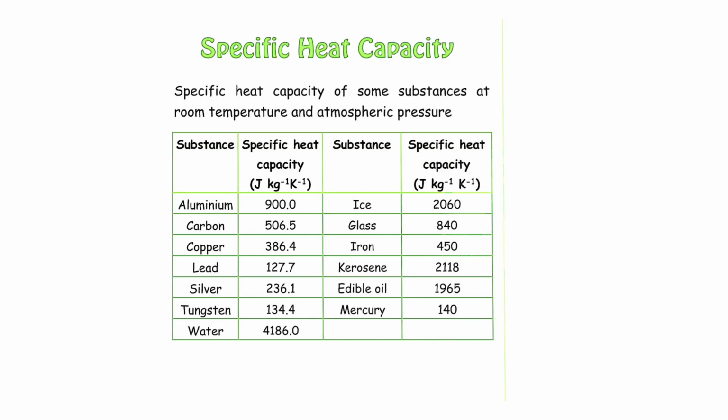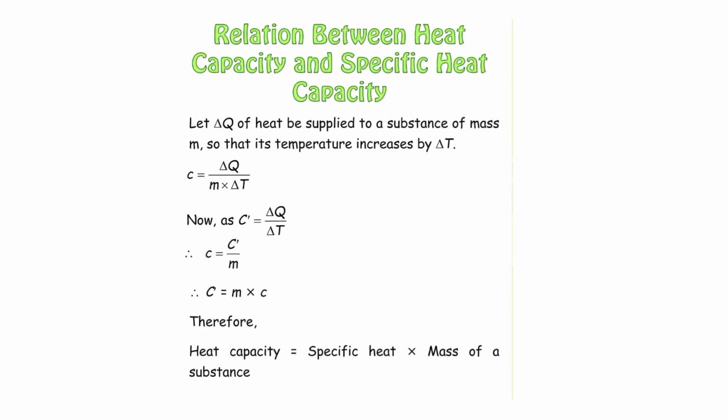You observe here that water has the highest specific heat capacity, with a value of 4186 joule per kg per Kelvin, and the lowest value is mercury, at 140 joule per kg per Kelvin. So now, how to derive the relation between heat capacity and specific heat capacity?